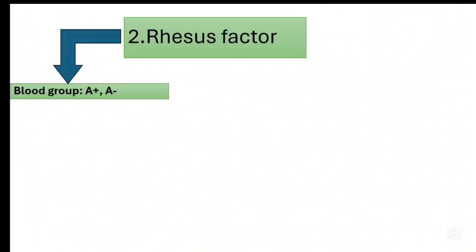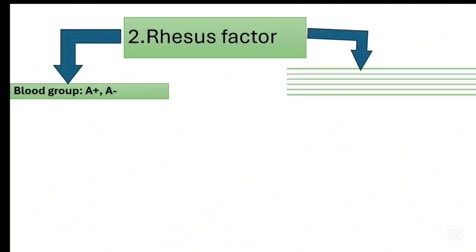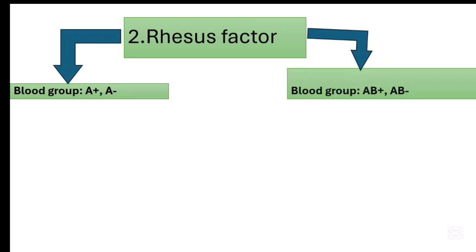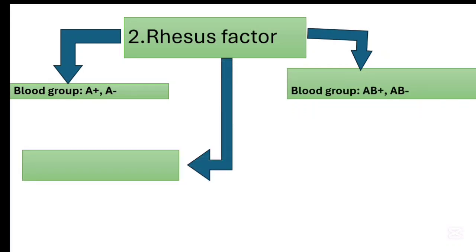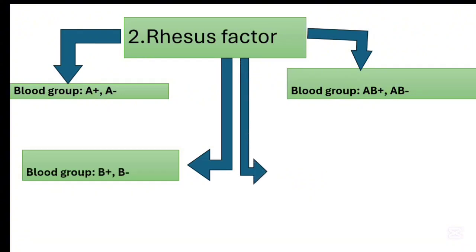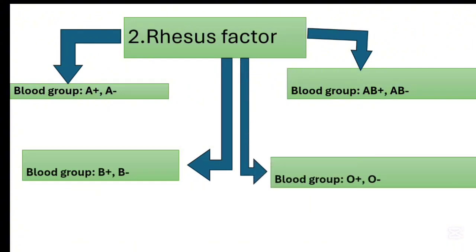According to the RH factor, we have blood group A positive, A negative, then AB positive, AB negative, and blood group B positive, B negative, and blood group O positive, O negative.